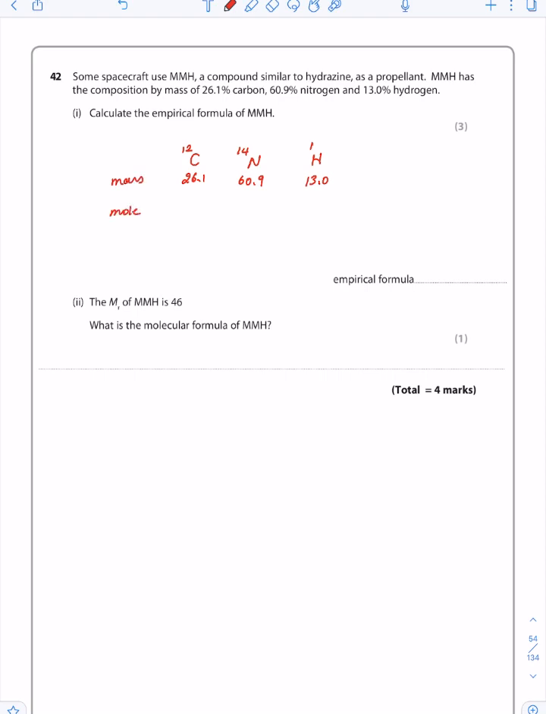بنحول الماس into moles. بنعمل dividing الماس على atomic mass. يبقى 60.9 over 14, 13 over 1. أول واحدة هتطلع 2.18 تاني واحدة هتطلع 4.35 وتالت واحدة 13. هنعمل dividing على smallest number اللي هي 2.18 عشان نجيب الريشيو. هنعمل dividing كلهم على 2.18 فهيطلع لنا الريشيو 1 to 2 to 6. يبقى الامبيريكال formula is 1 carbon 2 nitrogen و 6 hydrogen.